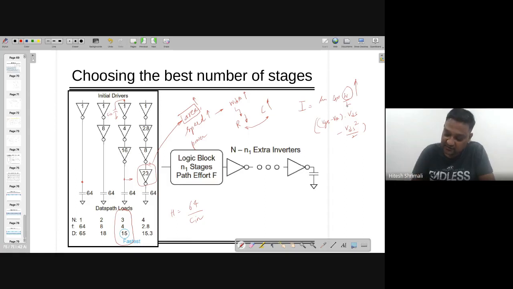So width is going to control the current, and it also controls the power. As you are increasing the current, power will increase, it will increase the speed, and at the same time it increases the area. So you need to find the optimum solution, and that needs to be found out from the learned equation of the logical effort.